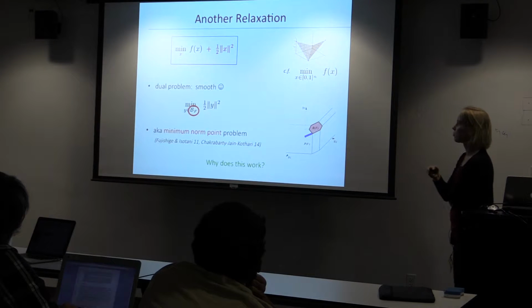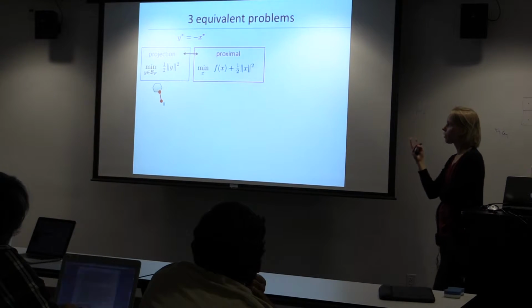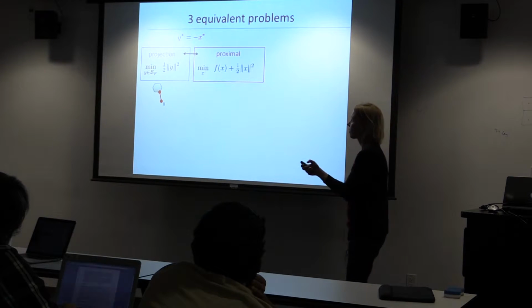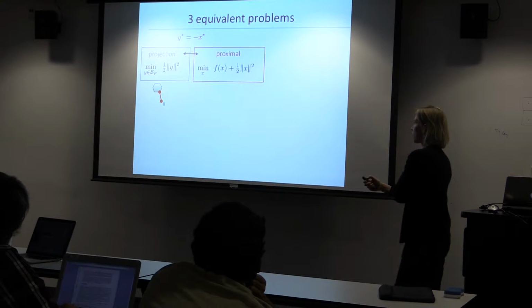But let me show you a bit more of the details of why this actually works. So what we get out is three different optimization problems. The first one is, well, the proximal problem. We call it the proximal problem also.